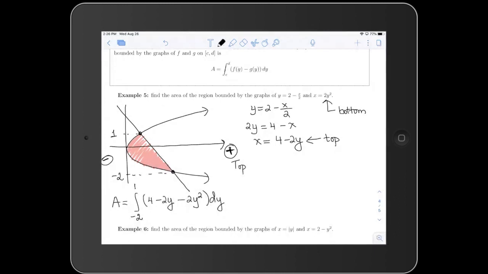That's the setup. The rest is easy. This is a polynomial function. It's easy to integrate. So it's 4y minus y squared minus 2 over 3 y cubed. We evaluate this between -2 and 1. You can use your calculator to plug this in. I'm going to get 9 units.